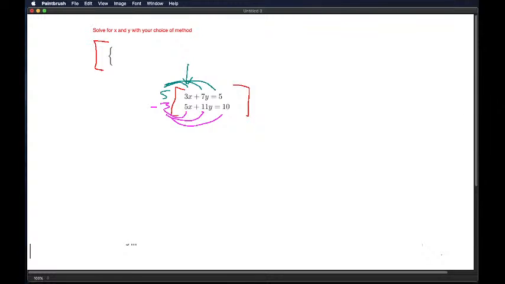So if you don't mind, I'm going to rewrite everything here. 5 times 3x is 15x. 5 times 7 is 35y. And then 5 times 5 is 25. On the bottom, -3 times 5 is -15x. -3 times 11 is -33y. And then -3 times 10 is -30. So these are my 2 equations here.